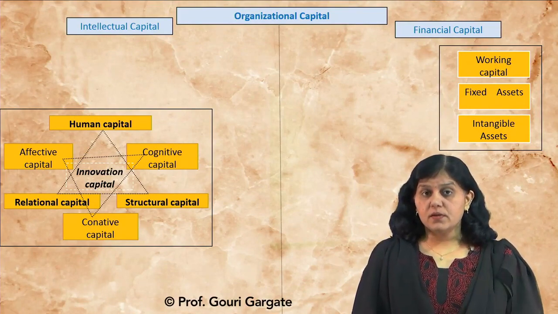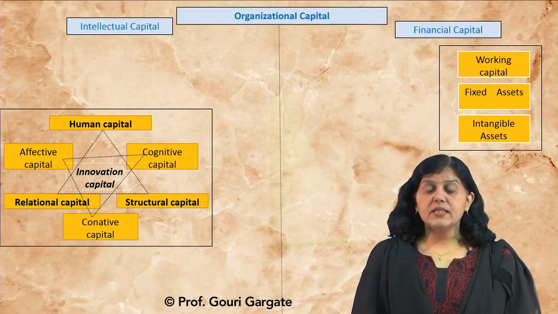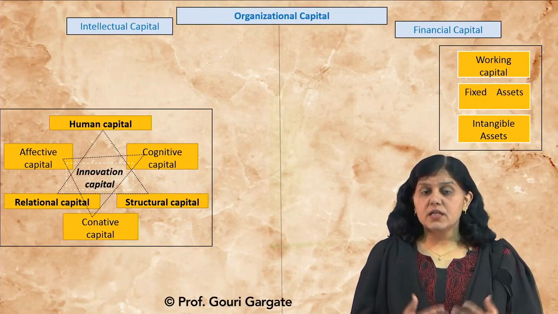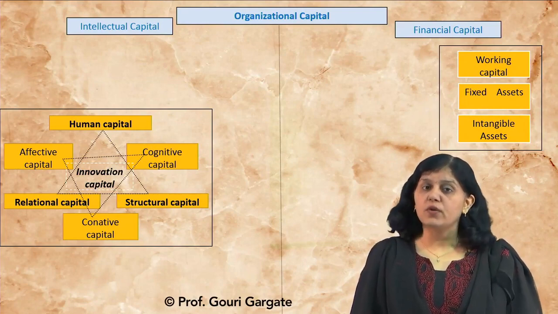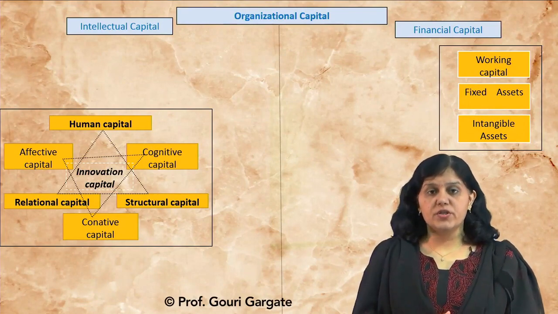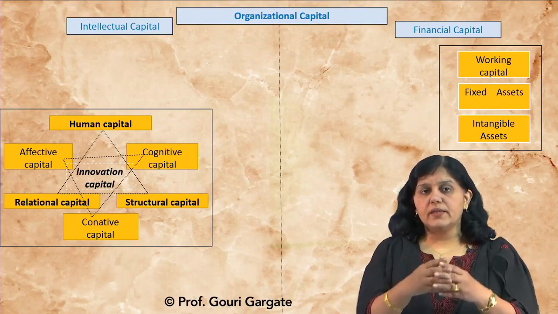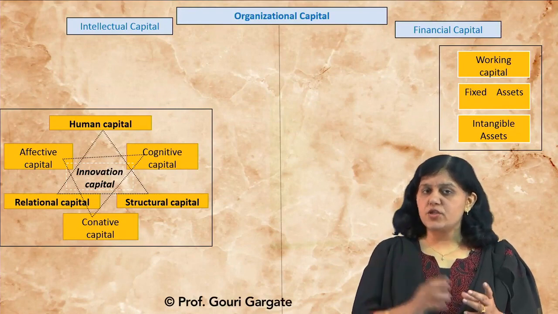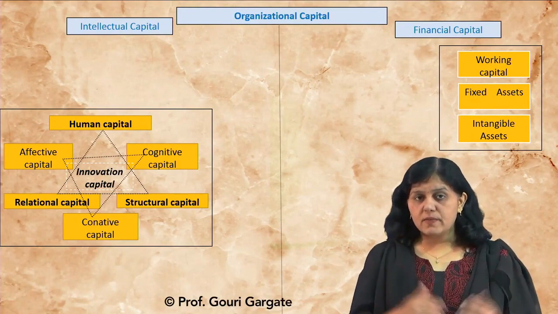In the first week we have seen what intellectual capital is, and we have seen human capital, structural capital and relational capital, along with affective capital, cognitive capital and conative capital, all six capitals together form innovation capital. Now this innovation capital is important to create a particular invention or innovation. So how do you use this for research planning?